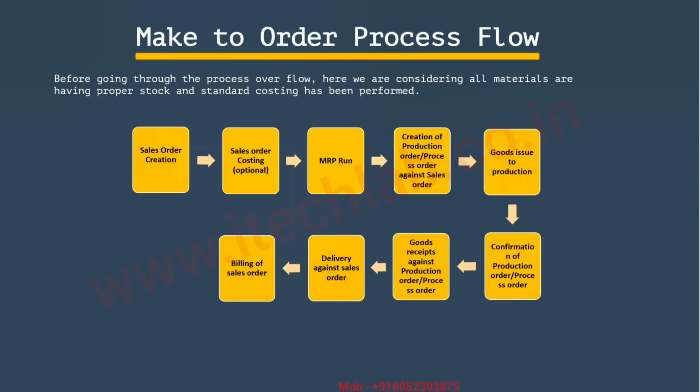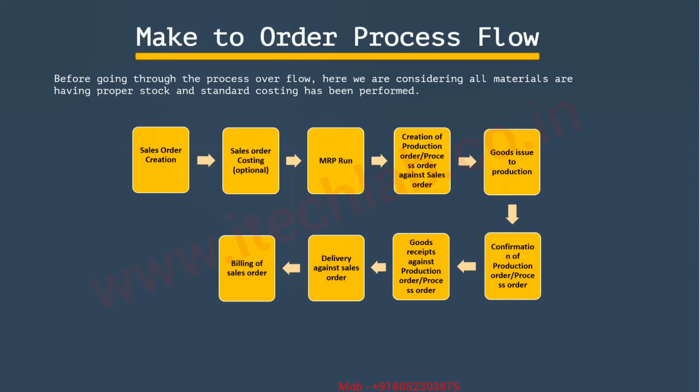We will do the MRP run. Then after the MRP run, we are going to create a production order which is against a sales order. Look, in MTS we just create a production order. No sales order is used. But in MTO we are going to use a sales order to create the production order, because that product is for a specific customer.